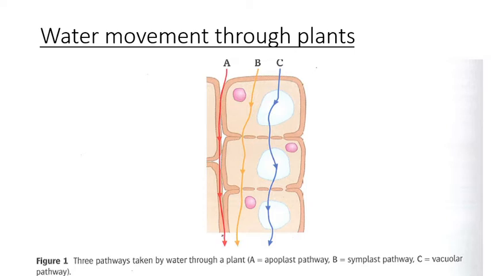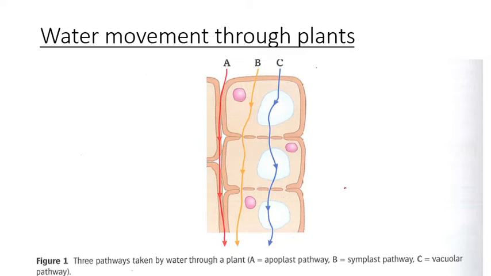That pathway there, A, is called the apoplast pathway. So it moves between the cells, between the cell walls. Pathway B, where we're actually moving into the cell, so this is definitely osmosis, and into the cell and just across cells via the cytoplasm. That's the symplast pathway. And C, where it's going through all the vacuoles, that's the vacuolar pathway.